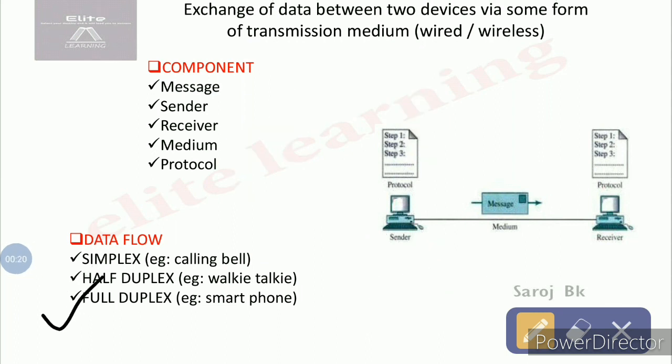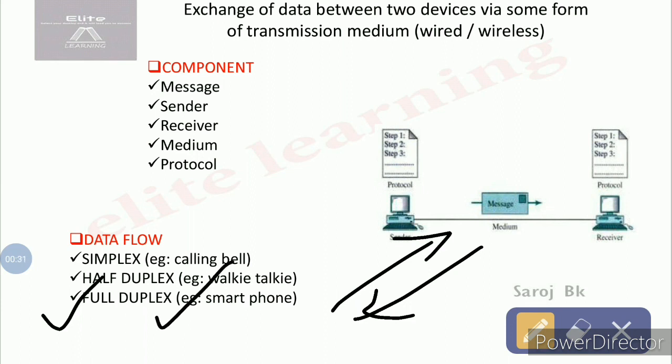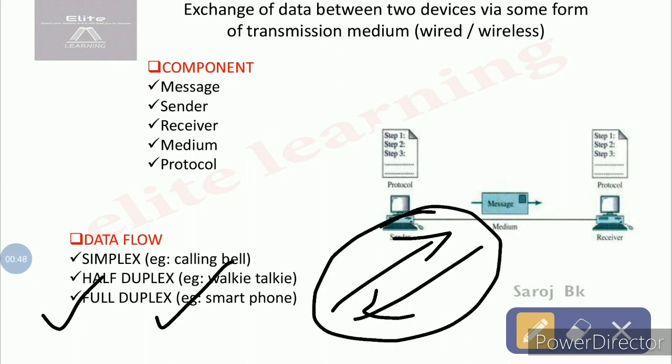Next is full duplex mode. In this mode it is going to transmit in both directions, and at the same time it is going to use both directions. So here I have set the example as a smartphone. In today's world we can see everybody has a smartphone, right? In a smartphone, whenever we are having a conversation with someone else, we can talk and at the same time we can listen, right? This is happening because of this bidirectional principle. So this is all about full duplex mode.